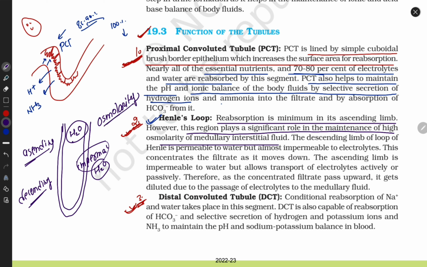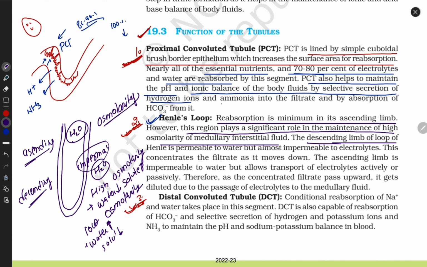Of filtrate. Means if I say high osmolarity, you have to understand that water is less and solute like ions is high. If I say low osmolarity, then you have to understand that water is high and solute is less in number.